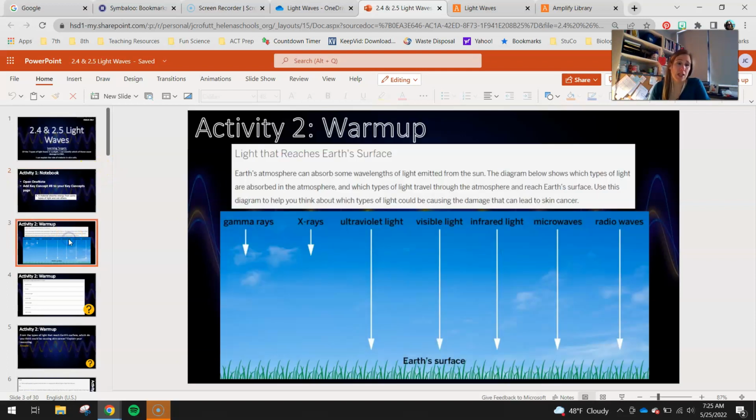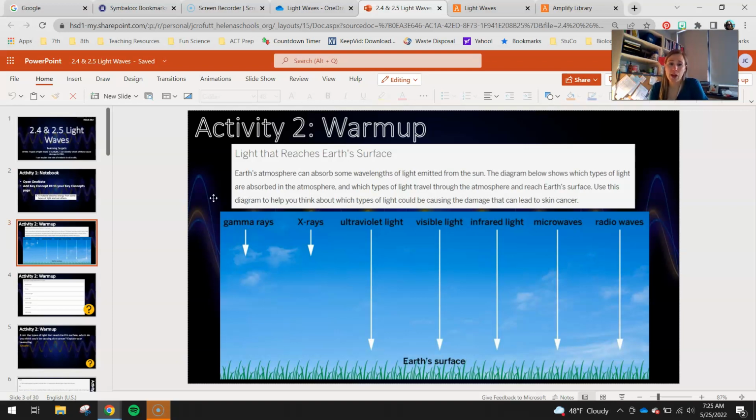Okay, moving on to your activity 2 warm up. We have this diagram here where we have all 7 types of light that we see in sunlight. Again, sunlight has absolutely all the types of light that we know of. And you can see which ones actually reach the surface of Earth. Earth's atmosphere can absorb some wavelengths of light emitted from the sun. The diagram below shows which types of light are absorbed in the atmosphere and which types of light travel through the atmosphere and reach Earth's surface.